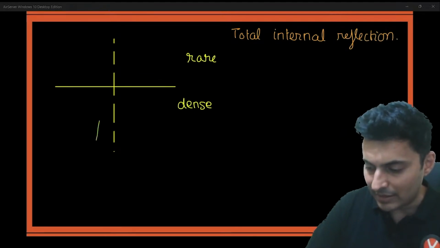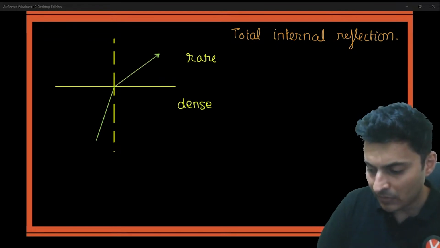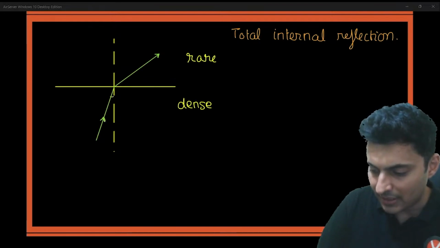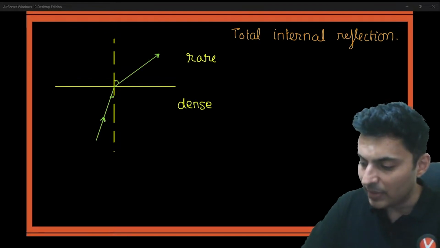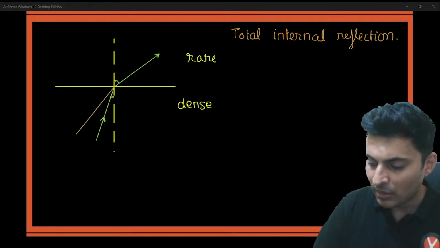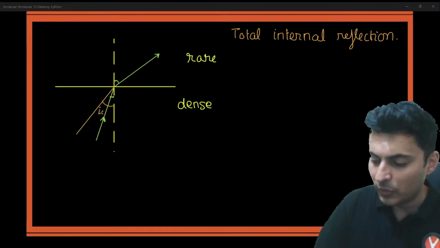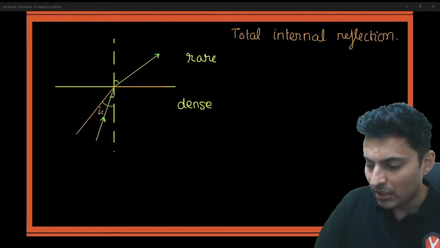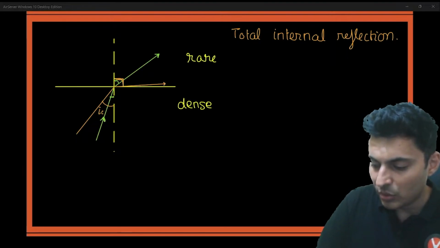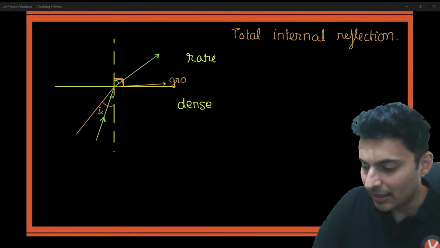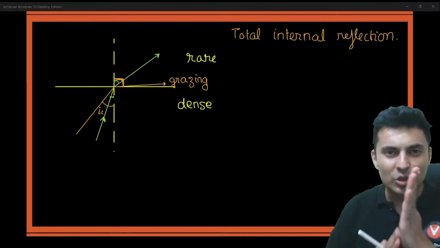If there is a small angle of incidence, the light will definitely come out on the other side. It will get refracted. But that happens only till a certain extent where the angle of incidence reaches a critical value, and then the light which comes out is almost 90 degrees to the normal. This is called grazing. Graze means it's almost touching.